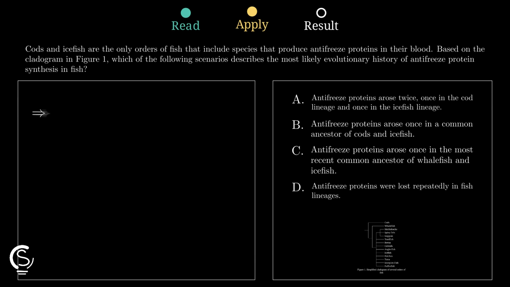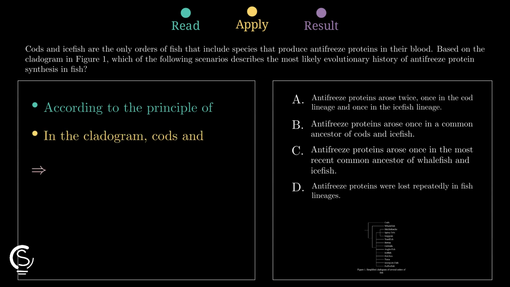In the cladogram, cods and icefish are located on very different branches. They do not share a recent common ancestor that is unique only to these two specific groups of fish. If the common ancestor had the protein, many other fish would have it. It evolved twice, making option A the correct choice.